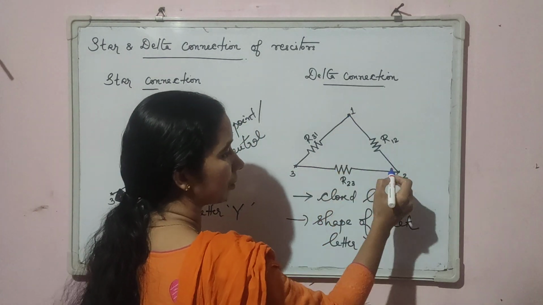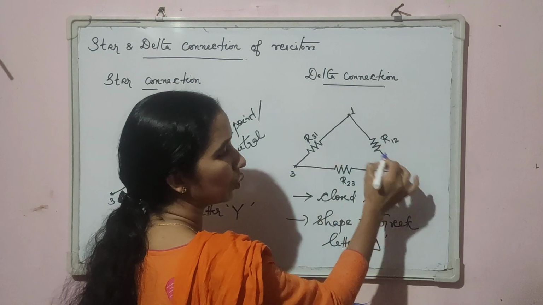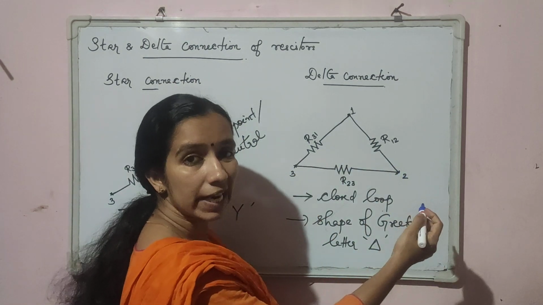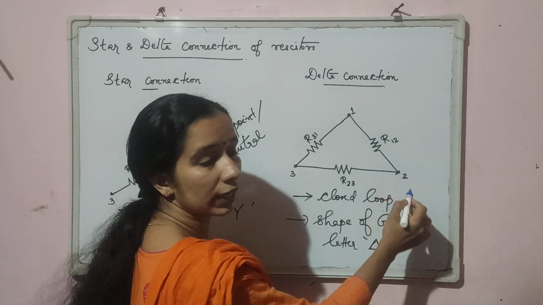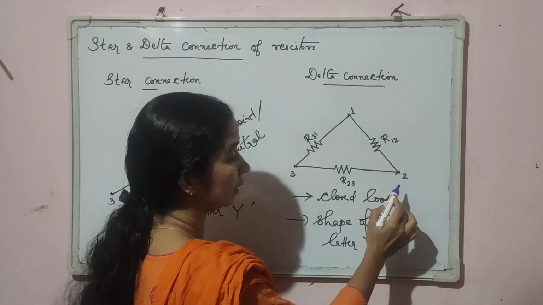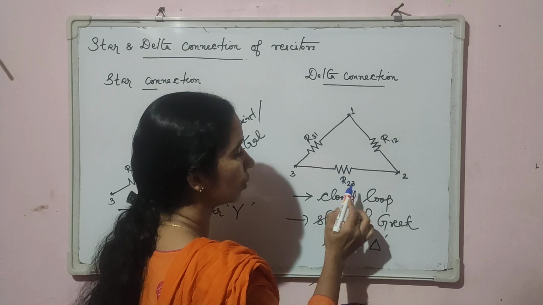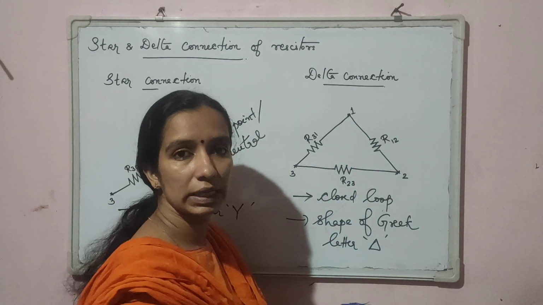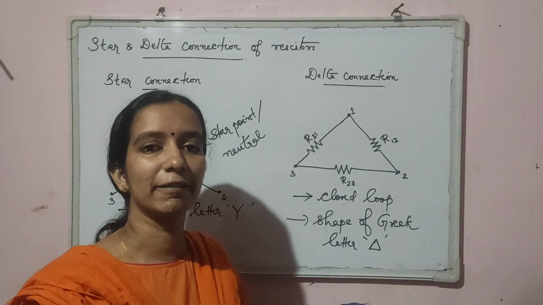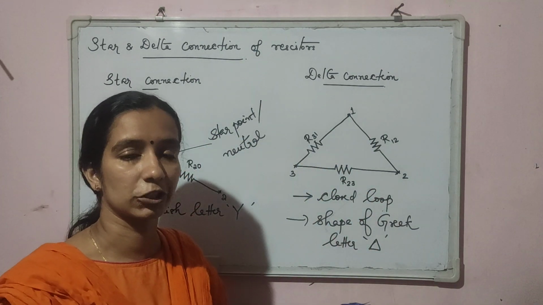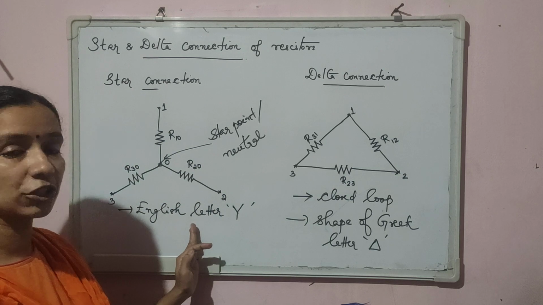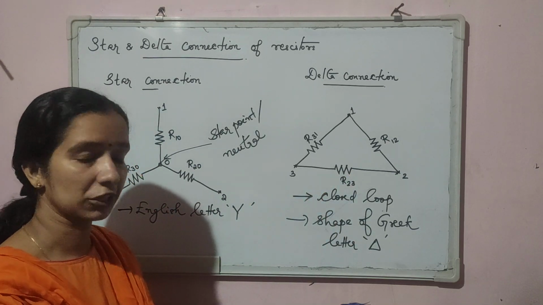Here these points are marked as 1, 2 and 3. Then we can name the resistors as follows: the resistor connected between points 1 and 2 is R12, that between 2 and 3 is R23, and that between 3 and 1 is R31. So likewise you have to name the resistors in a delta connection and in a star connection. So this is a star connection and this is a delta connection.